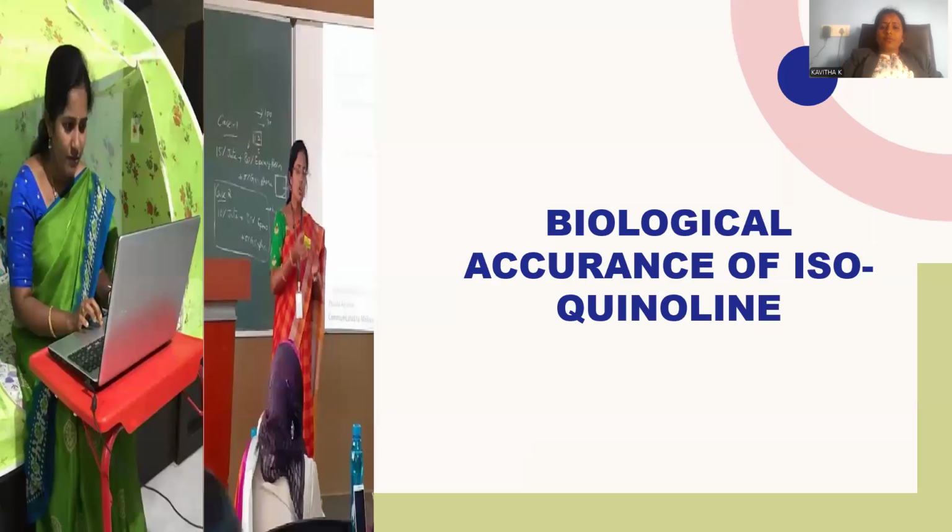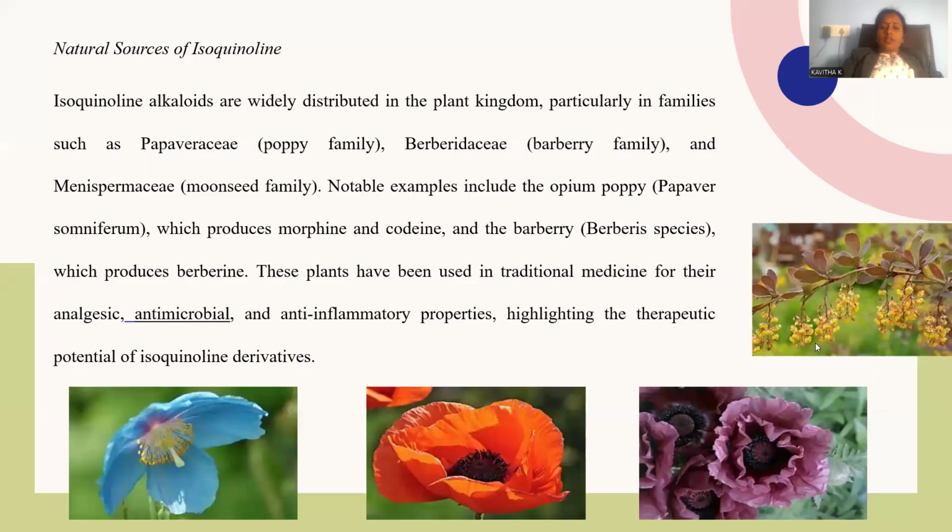Let me provide the biological occurrence of the isoquinoline molecule. Isoquinoline is a naturally occurring and synthetically prepared compound as well. So the natural sources of isoquinoline are discussed here. Isoquinoline alkaloids are widely distributed in the plant kingdom, particularly in families such as Papaveraceae. Already we went through the papaverine plant, which is the poppy alkaloid, and the poppy family plants are able to yield papaverine, an alkaloid where the isoquinoline core is present.